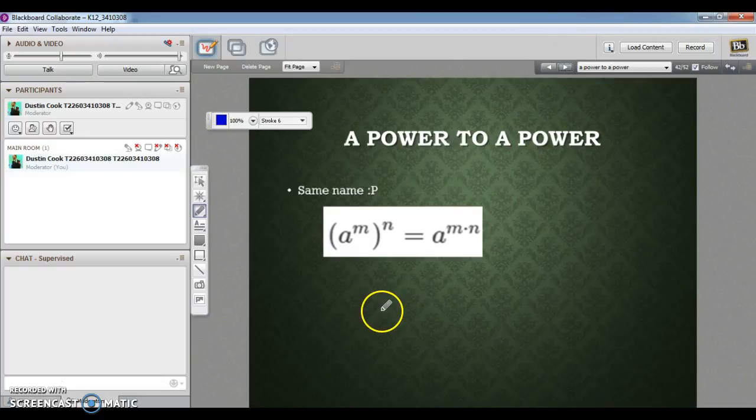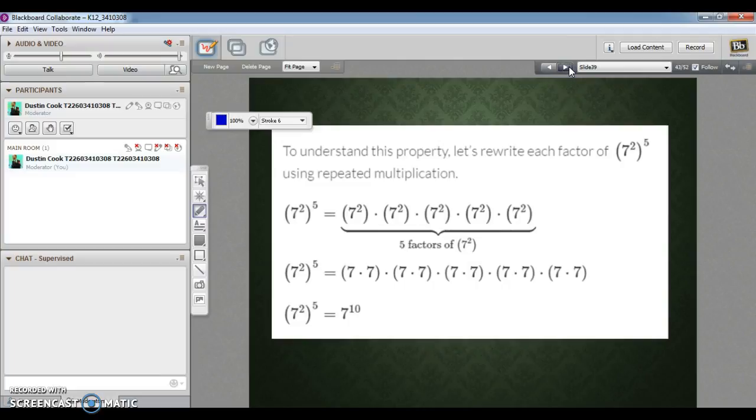The last thing we're going to talk about is power to a power, which is just multiplication. It's the exact same thing we've been doing, except we're not adding, we're not subtracting, we're multiplying, right? So if you see a power being raised to a power, we multiply. And here's the reason. This is in D2L. I thought it did a great job explaining.